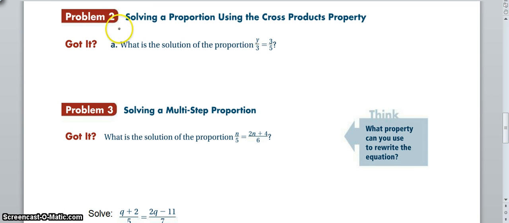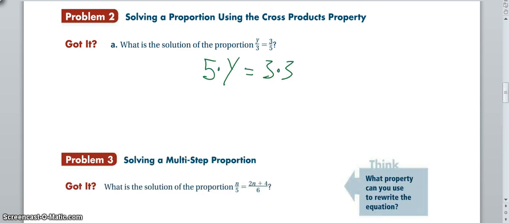So let's try this one. If you think you're on top of it, solve this one real quick. Alright, hopefully you set up that 5 times y equals 3 times 3. We will divide by 5 on both sides. Since we know that 3 times 3 is 9, we get y is equal to 9/5, which we could also write out as 1.8.